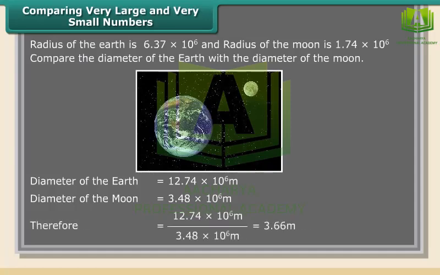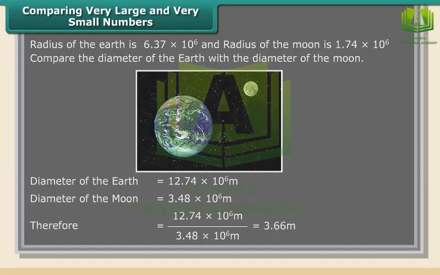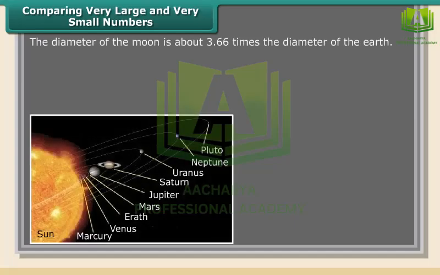Therefore, (12.74 × 10^6)/(3.48 × 10^6) is equal to 3.66. The diameter of the Earth is about 3.66 times the diameter of the Moon.